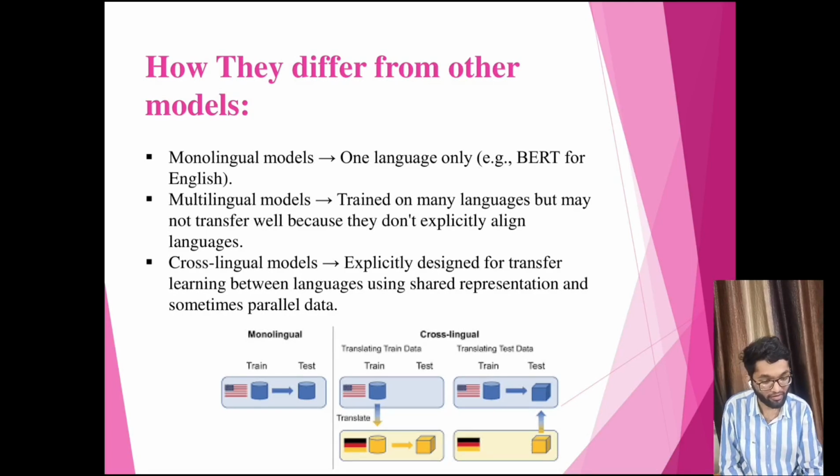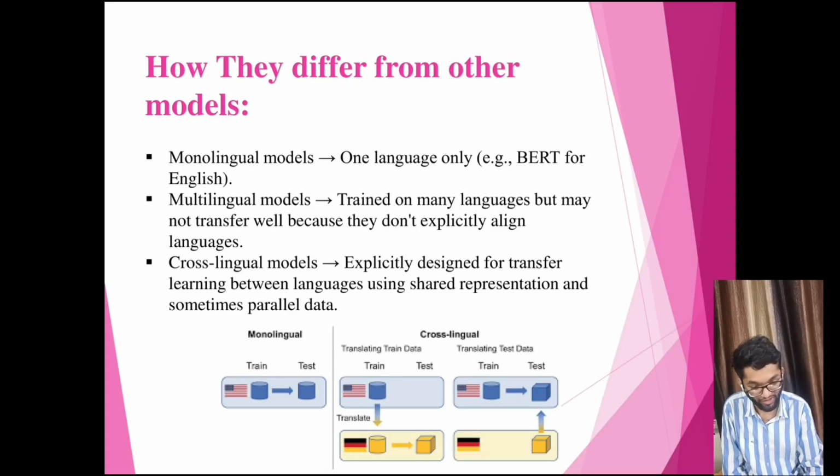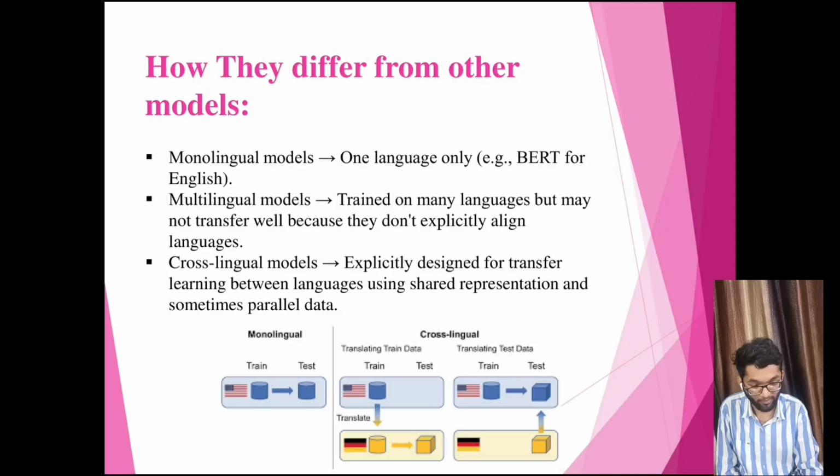And now we will learn about cross-lingual models. Cross-lingual models go a step further. They are explicitly designed to connect languages through shared representation. That's why if you train them on English, they can often perform surprisingly well on French, Hindi, or even Swahili without retraining.